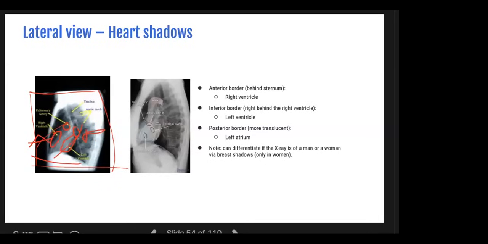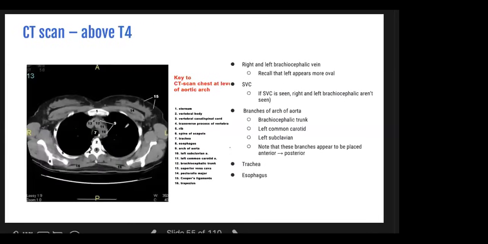I think there's nothing else to do for that. This is a CT scan above T4, as we said. Again, the key to a CT scan is to know the level, not of the aortic arch. What level? The level of the trachea. The trachea is the most important key. That's how I know what level I'm at.